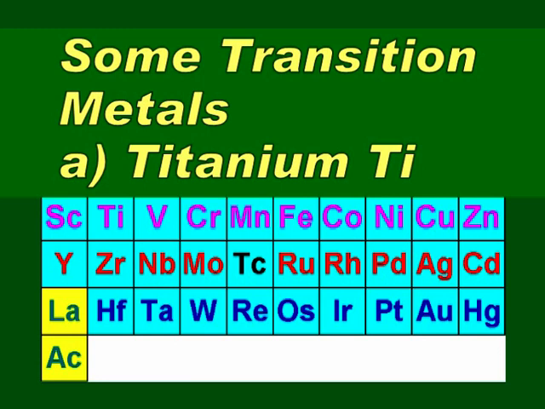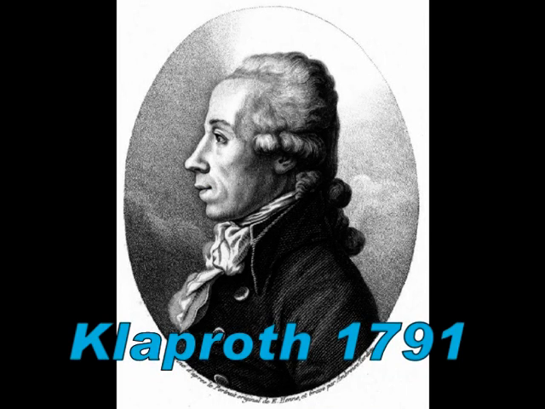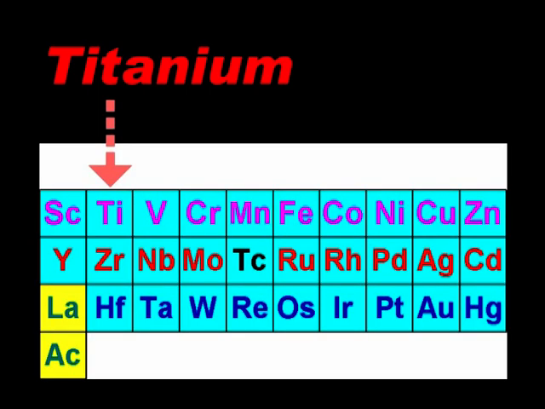For each metal we will tell you some stories, then we will give you a summary to copy at the end. Martin Heinrich Klaproth was the gentleman who in 1791 invented the name titanium in honour of a pretty ferocious pack of ancient Greek gods called the Titans.